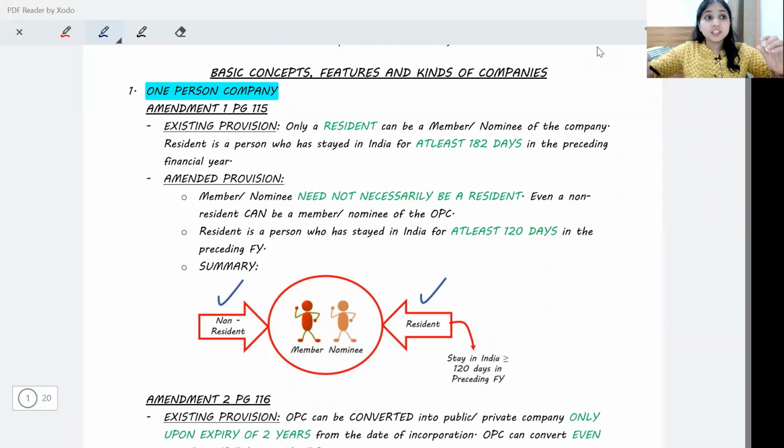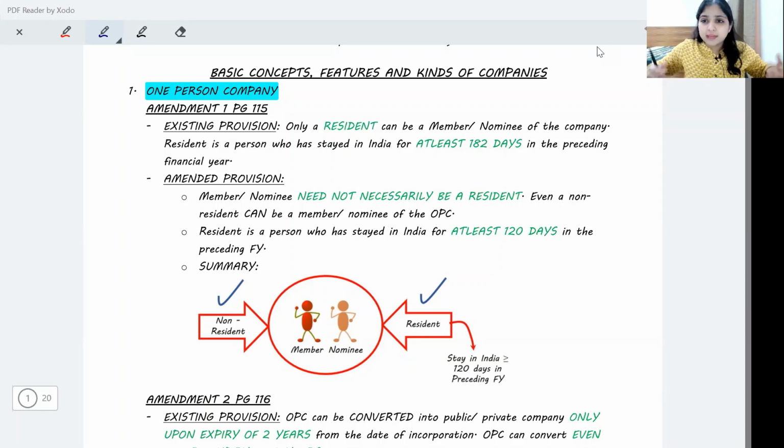Starting with the changes in the different types of companies, we have to learn some new provisions in three types of companies: one-person company, small company, and listed company. Starting with one-person company. We all know that in a one-person company we have only one single member, and this one member itself generally becomes a director of the company also. And this member is supposed to appoint a nominee, a person who's going to take his place upon his death.